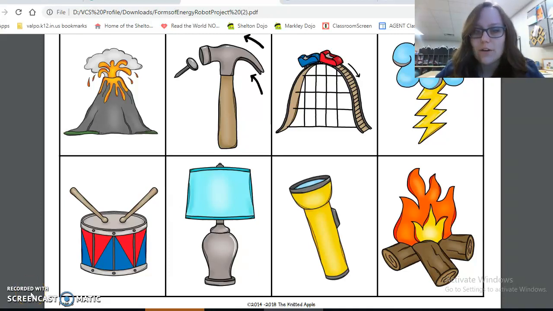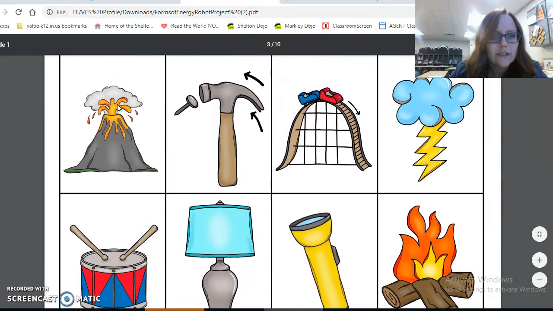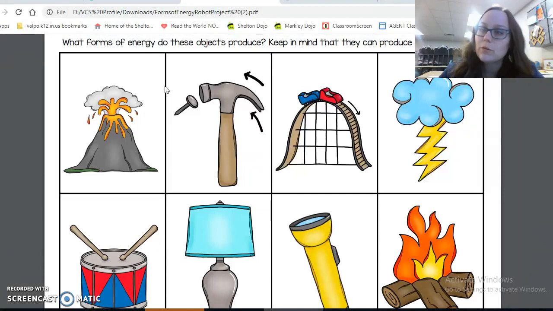We're going to review our types of energy first by looking at some of these pictures. We're not going to get to all of them, but let's check them out. First, let's go ahead and look at this volcano. I want you to think in your head first, what types of energy, what forms of energy does this volcano produce? Think for a second first.